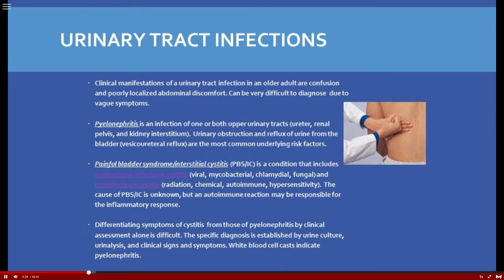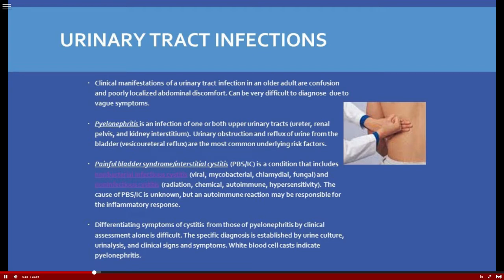But really the cause is unknown. These are the people that you really need to start wondering about. They come in with the signs and symptoms of a bladder infection, and you've done multiple rounds of antibiotics. You may want to think about possibly looking into interstitial cystitis instead.